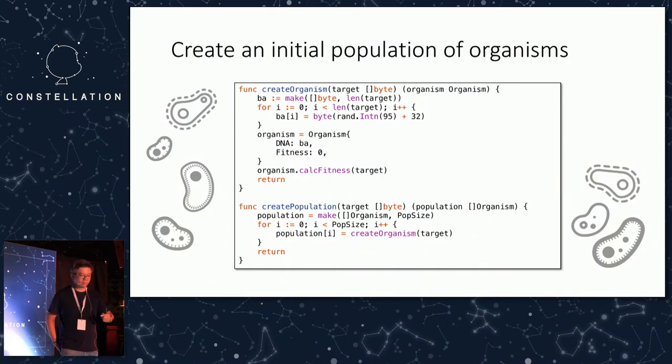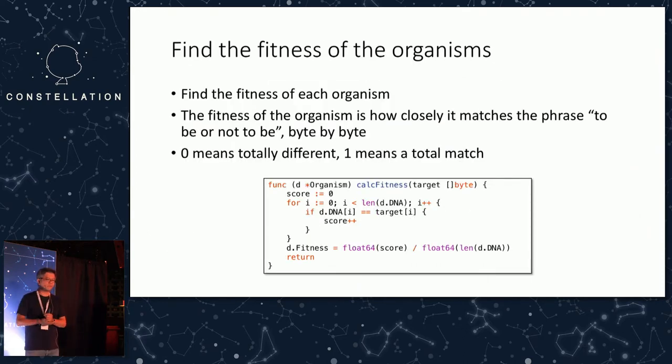Okay. Here, I'm just creating a random population of organisms, right? And I just create them randomly because I'm going to evolve this random population into the actual phrase, to be or not to be. Next, I find the fitness of the organisms. And the fitness is really nothing more than to see how closely the DNA, which is that byte array, matches the phrase to be or not to be. Okay, so zero means it's totally different, and one means it's an exact match. And there's a code below.